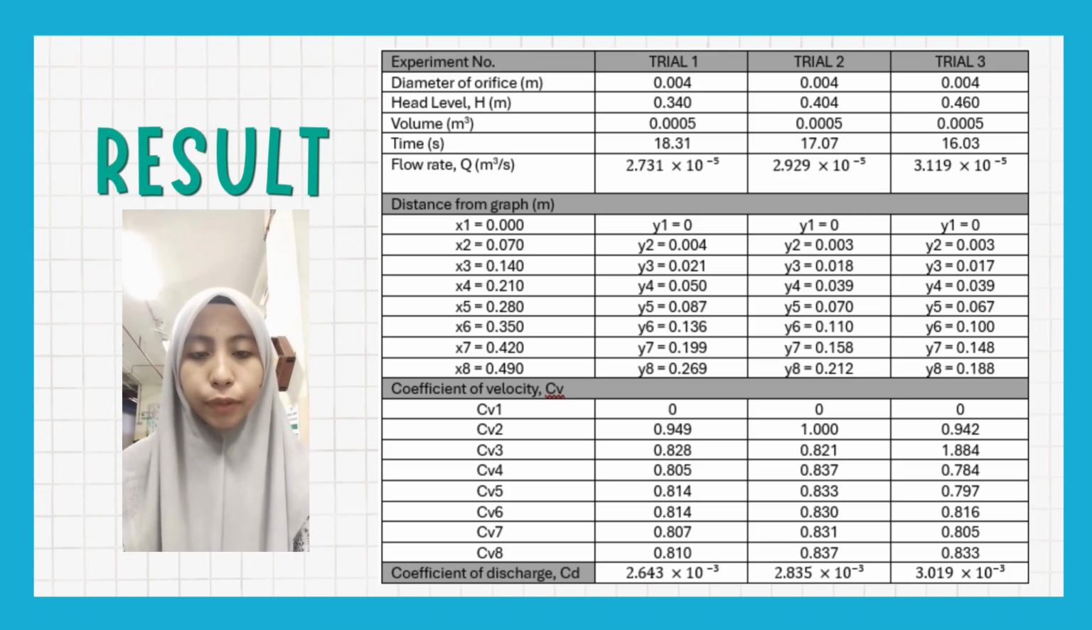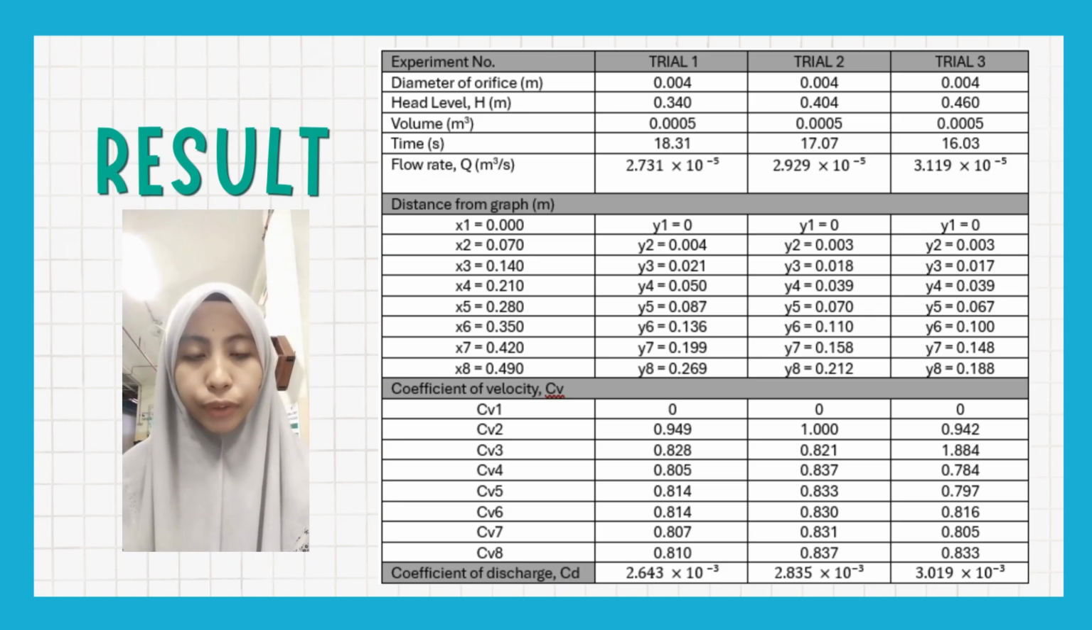For this experiment, we took 3 trials. First, we used 0.004 meter for the diameter of the orifice. Next, the head level for all 3 trials is different: trial 1 is 0.340 meter, trial 2 is 0.404 meter, and trial 3 is 0.460 meter. For volume, we use 0.0005 meter cube to take the time taken. The time taken for trial 1 is 18.31 seconds, trial 2 is 17.7 seconds, and trial 3 is 16.03 seconds.